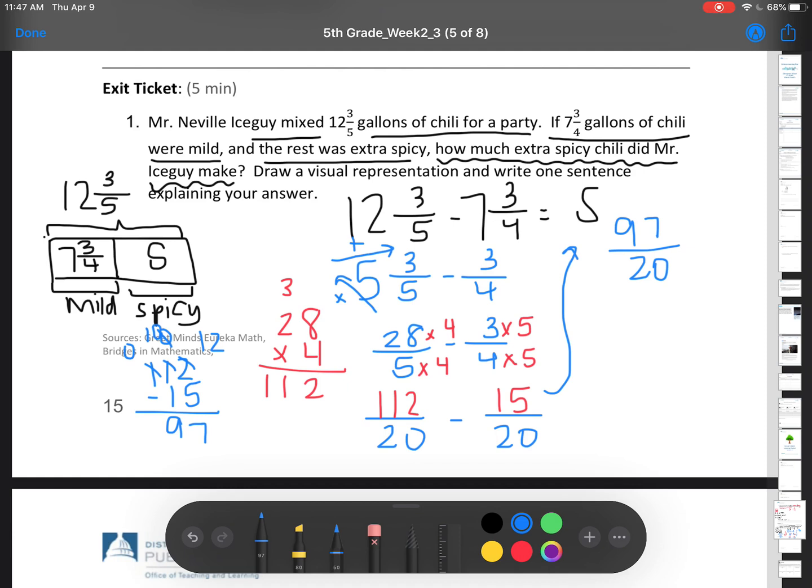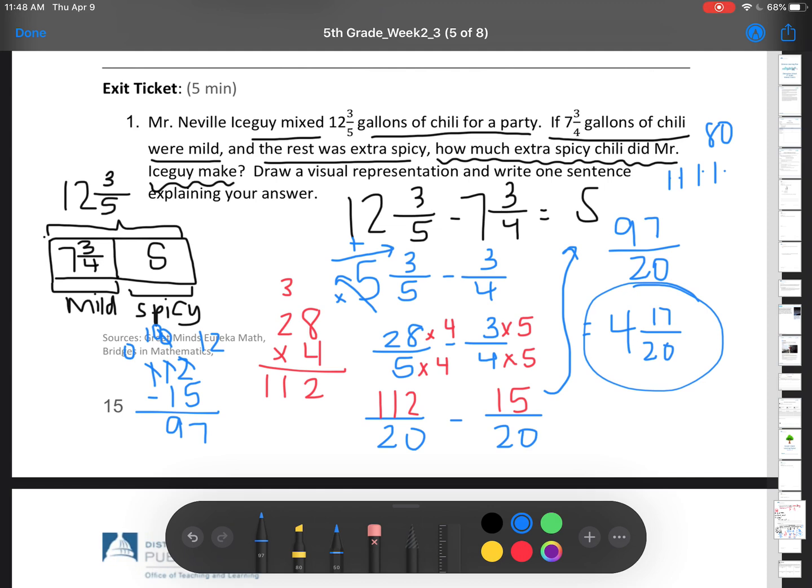Now I need to put this into a mixed number. I'm going to think, how many times does 20 go into 97? So I'm going to count by 20. 20, 40, 60, 80. If I go one more, it's 100, so that's too much. So I can see it goes in 1, 2, 3, 4 times. And that got me to 80. So now how much do I have left over from 80 to 97? That's going to be 17. So I have 4 and 17 20ths of extra spicy chili.